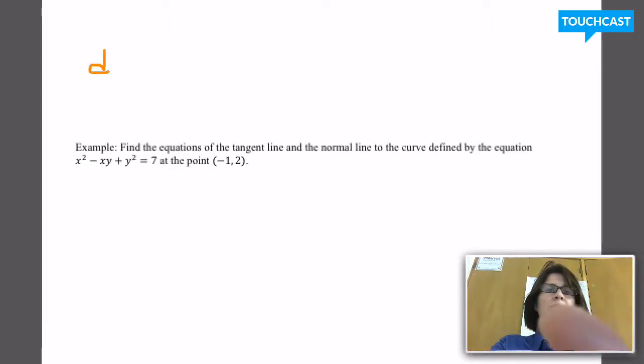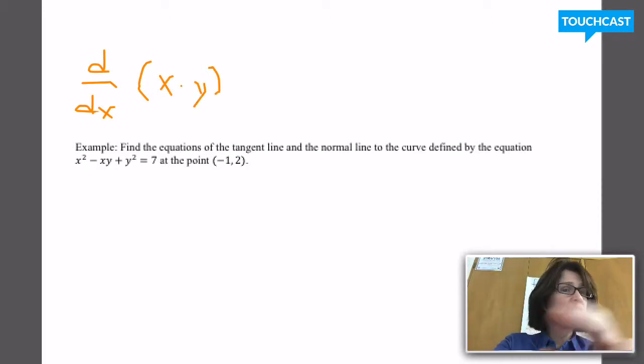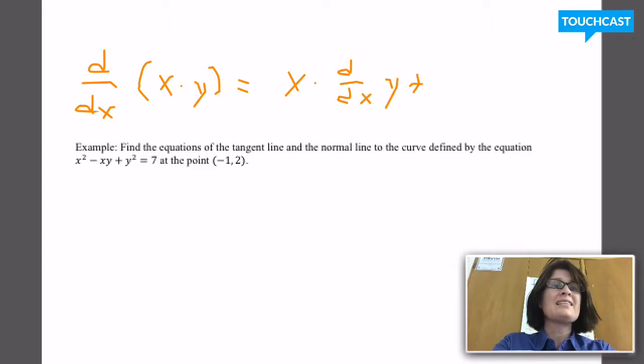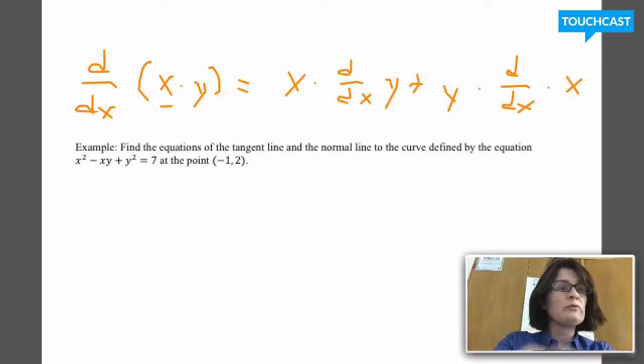I want to take the derivative with respect to x of x times y. So I'm going to have to use the product rule. This is going to be the first times the derivative of the second, so the derivative with respect to x of y, plus the second, which is y, times the derivative with respect to x of the first. And in this case, the first is the x. So just notice that when I take the derivative with respect to x of x times y, I have to use both the chain rule and the product rule.